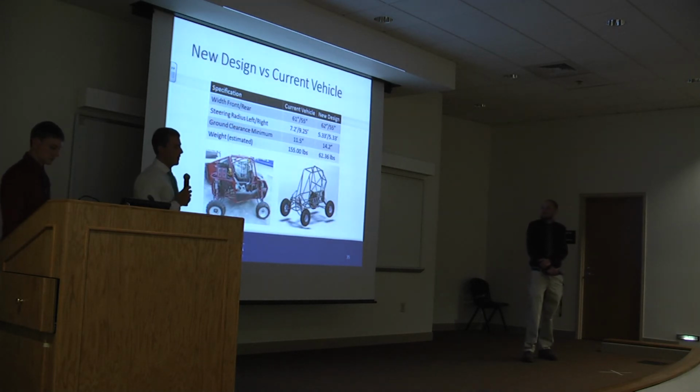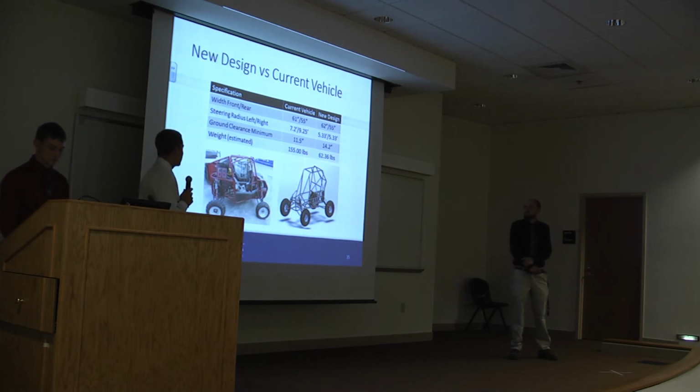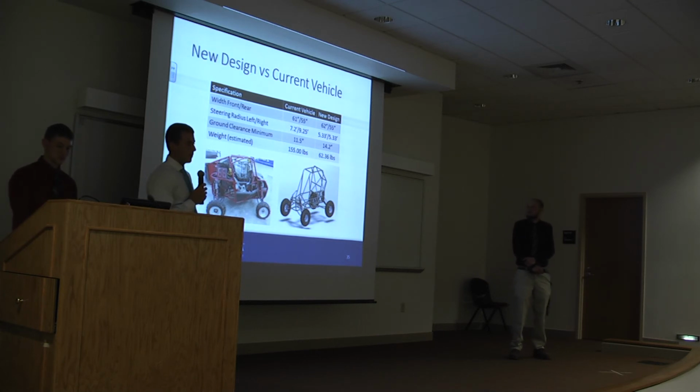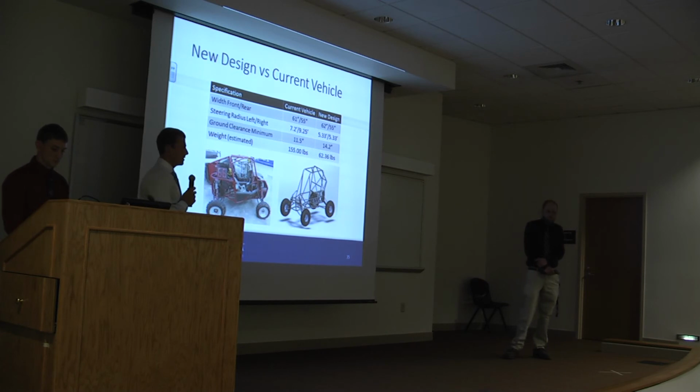So this table here kind of sums up how we met our requirements. The width for the front increased 1 inch, which still kept us within the 64 inch maximum requirement. Like I said, the turning radius was decreased quite a bit from what the current design was. We increased our ground clearance by almost 3 inches and reduced the weight by almost 100 pounds. And like Nick said, this was primarily due to our shock change.